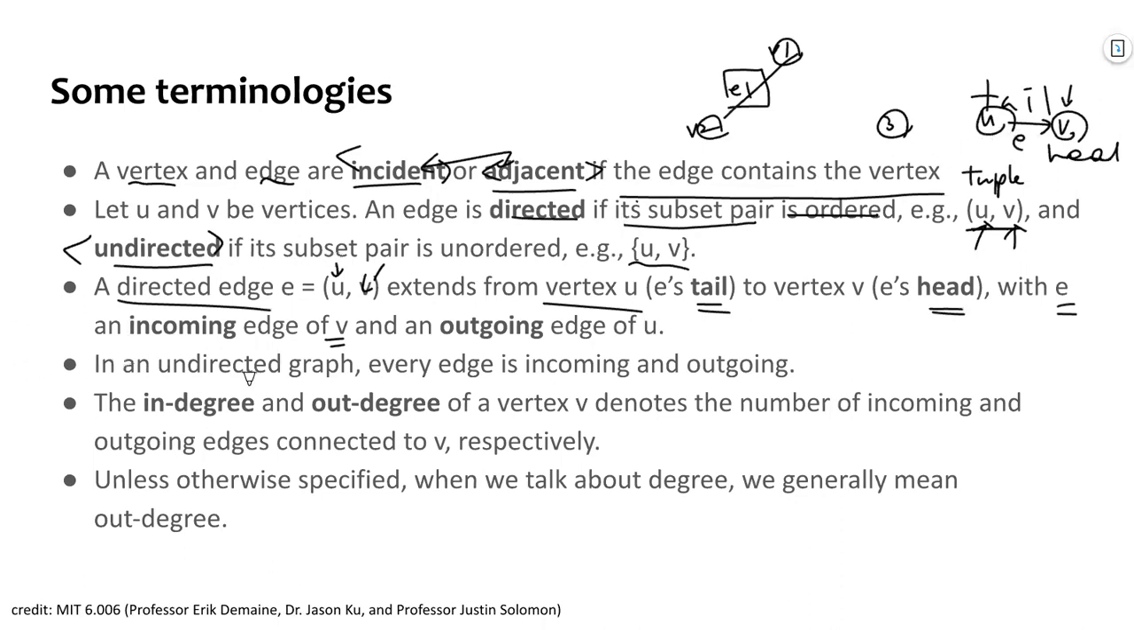In an undirected graph, we say every edge is both incoming and outgoing. So we do not distinguish between incoming and outgoing.